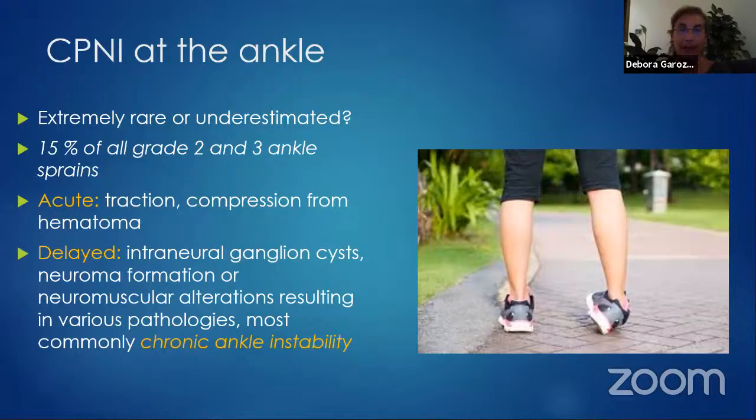Now, a situation that is less known is the occurrence of a foot drop consequent to a common peroneal nerve injury at the ankle. These are considered extremely rare, just sporadically mentioned as case reports in the literature, but it's likely they might actually be underestimated. There are some new papers that claim that probably up to 15% of all grade 2 and 3 ankle sprains may be related to such an occurrence.